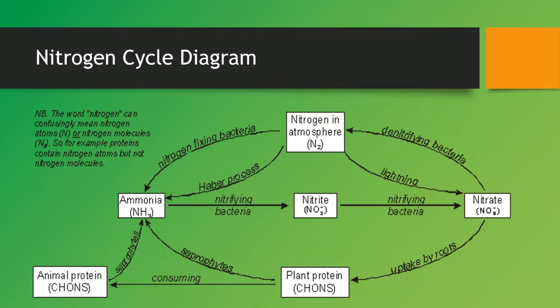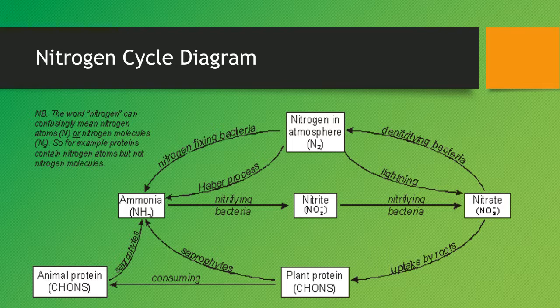Now, another form of getting straight from nitrogen in the atmosphere to nitrate is lightning. Just a natural form of lightning. So you can go through the Haber process, or nitrogen fixation, to ammonia, and then nitrification to nitrate, or you can go straight from nitrogen in the atmosphere to nitrate through lightning.